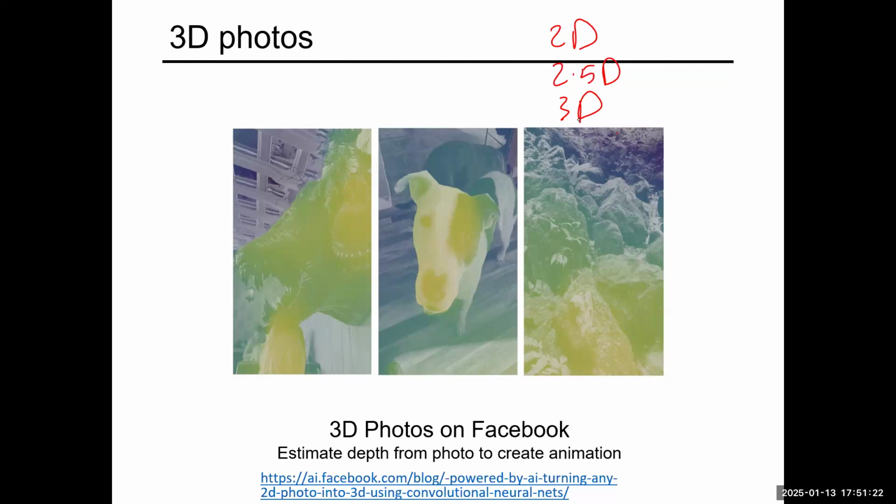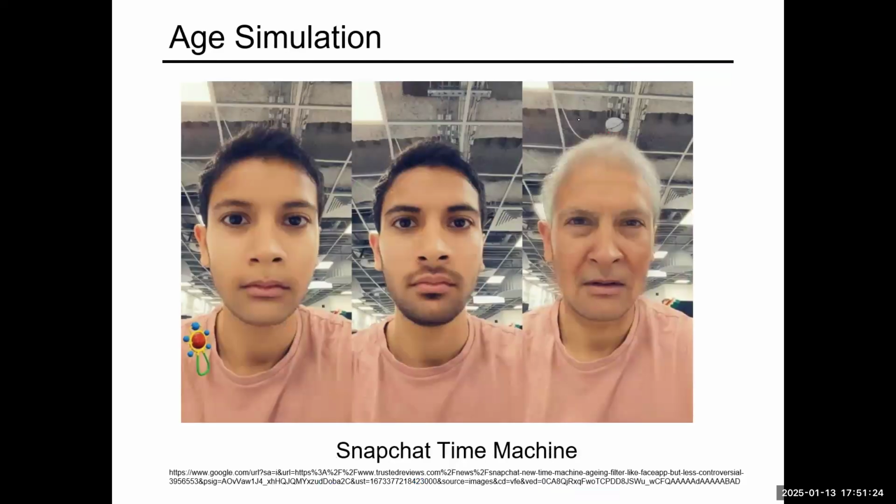Similar to this, we have so many other applications, like the aging application, of course. Did you use it before? Snapchat. Yeah, it was a trend at some point. So you can generate yourself younger or older, all of these computer vision applications.